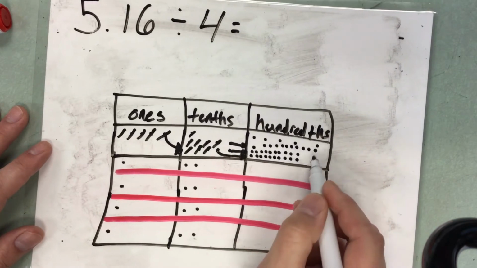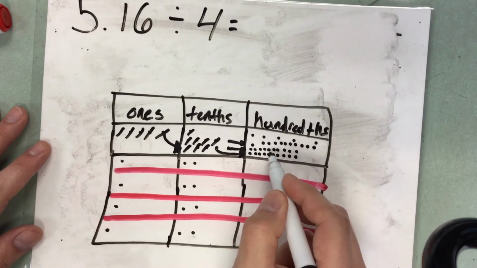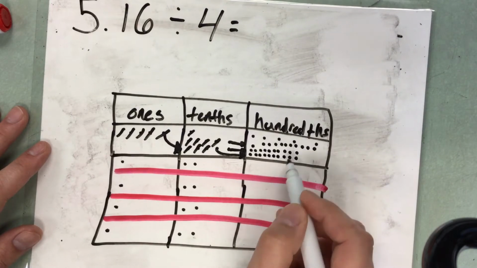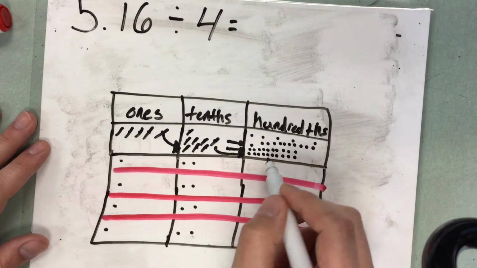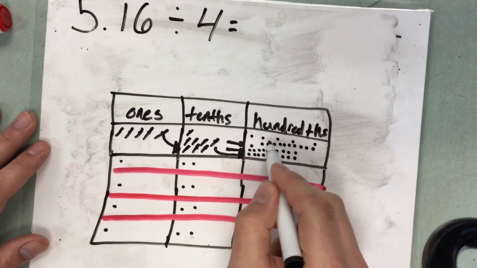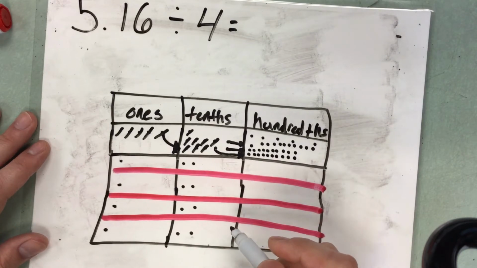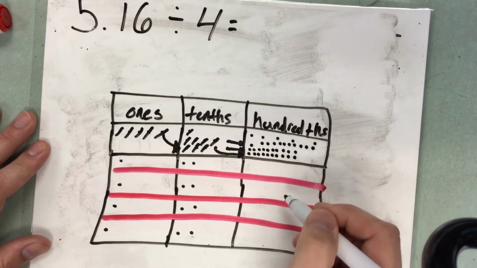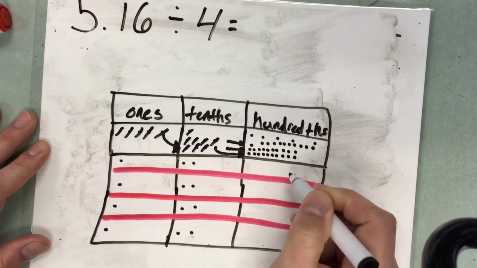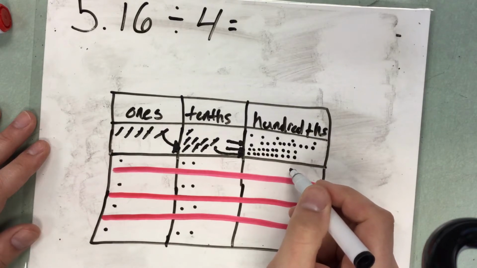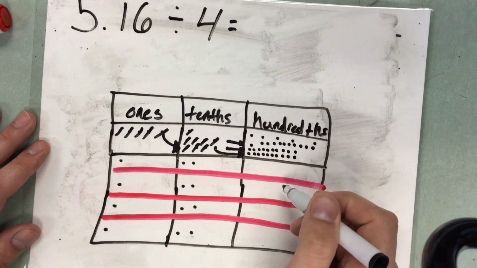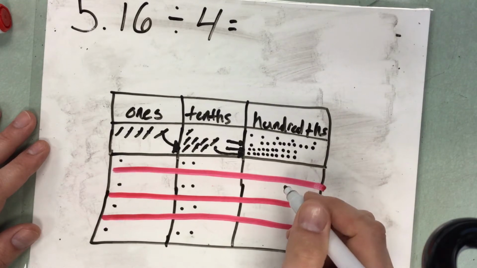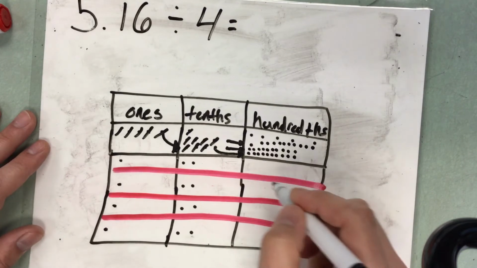So now, how many hundredths did I just add from my 3 tenths? 3 tenths is equivalent to 30 hundredths. So now I have 30 hundredths plus the 6 I already had. That's a total of how many? That's 36. So now, how many hundredths will each group get? 36 will go into how many groups of 4? How many would each group get? That's 9. So each group's going to get 9 hundredths.